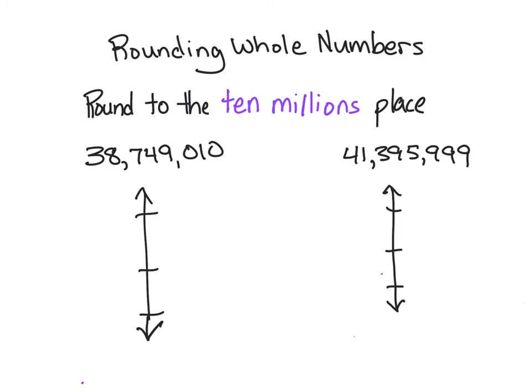For the next one, we are going to be rounding to the 10 millions place. In the first number, the 3 is in the 10 millions place, which is equal to 30 million. So our low number we're going to write is 30 million. Our high number is going to be 10 million more than that, which would of course be 40 million. Halfway between 30 and 40 would be 35. So halfway between 30 million and 40 million would be 35 million.